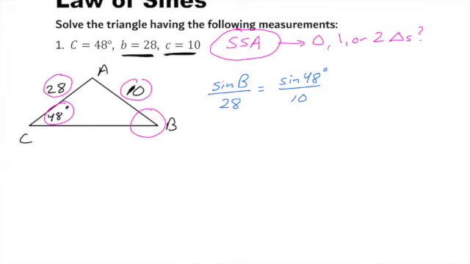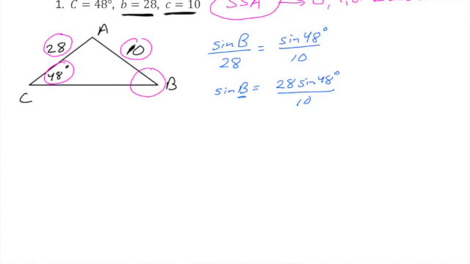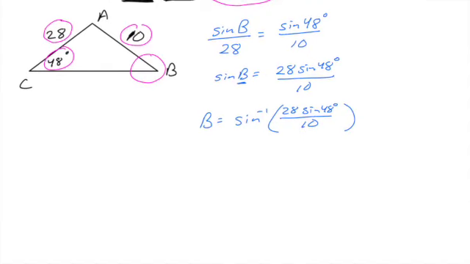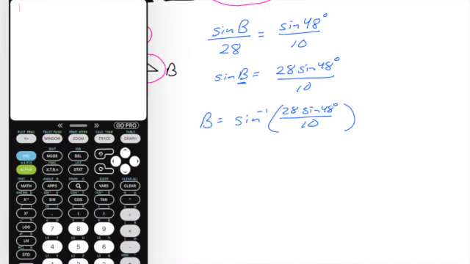And to solve for angle B here, I'm going to isolate it. I'm going to multiply both sides by 28. So that will be 28 times the sine of 48 degrees, all divided by 10. And to solve for B, I'm going to take the inverse or arc sine of each side. So B is the inverse sine of 28 sine of 48 divided by 10. That would be a solution for B if I didn't have a calculator. But now let's just jump in and see approximately how much that is.